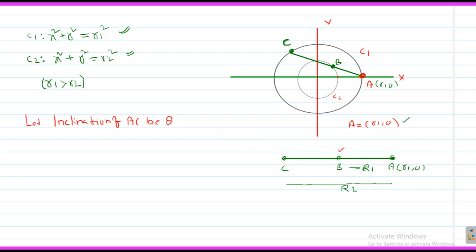So now directly you can say that point B is nothing but (r1 plus capital R1 cos theta, 0 plus capital R1 sin theta). This is the coordinates of B. So coordinates of C is taken as (r1 plus capital R2 cos theta, 0 plus capital R2 sin theta). But I want a variable point on C2. Instead of R1 and R2, I will take only capital R.